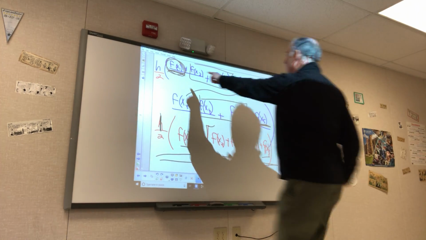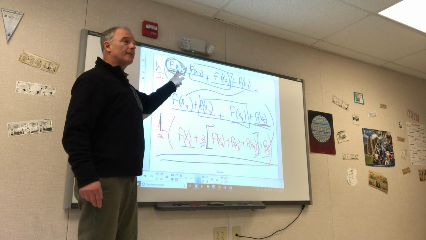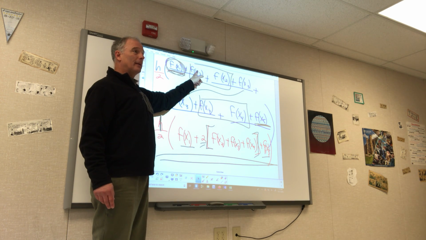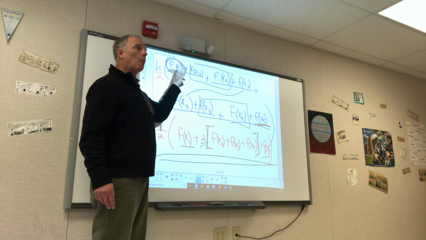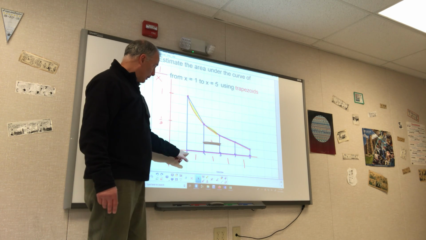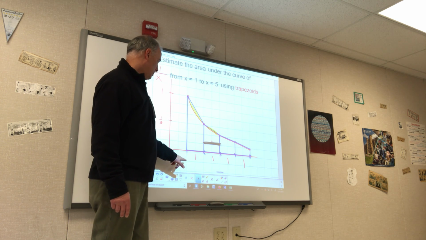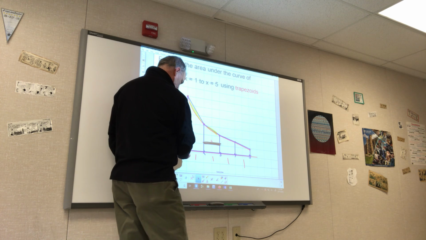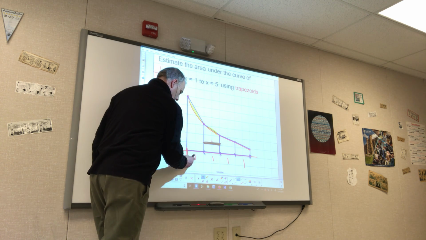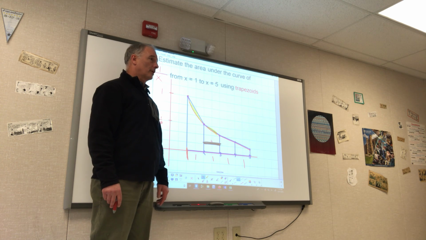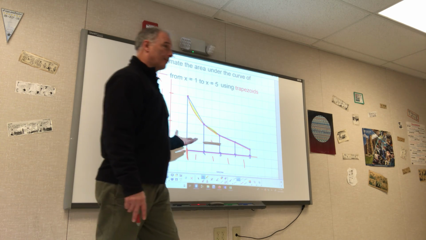Right here, we're going from 1 to 5. So for the first trapezoid, it's f of base 1 plus base 2. Base 1 happens at 1. Look at the picture. Base 1 happens at 1. This is 1 right here. So you've got to find f of 1. You're evaluating, finding the first base.